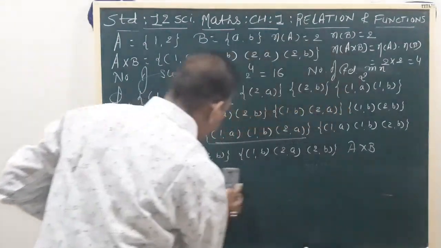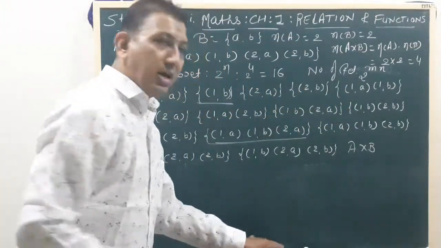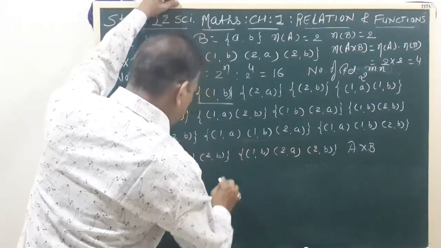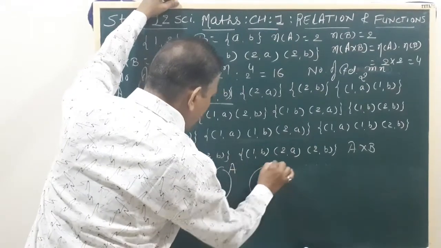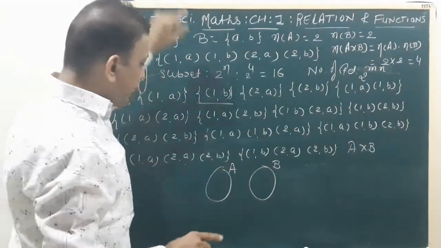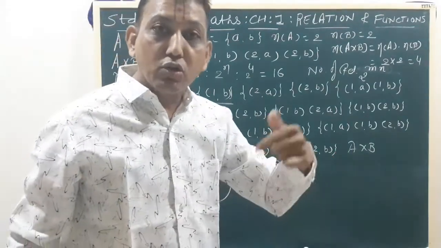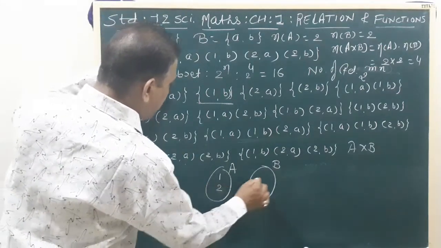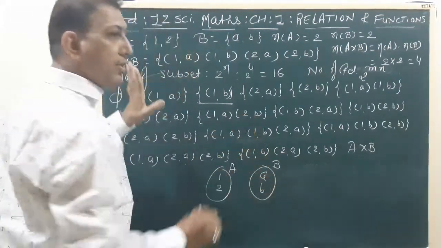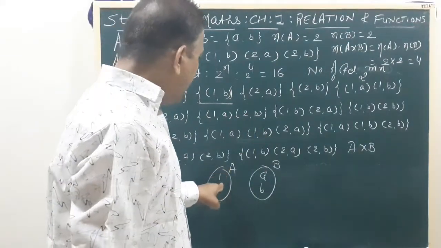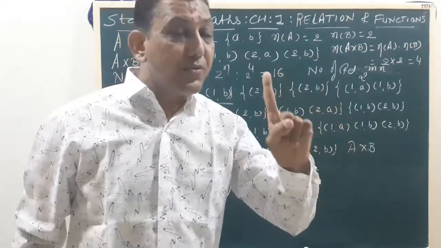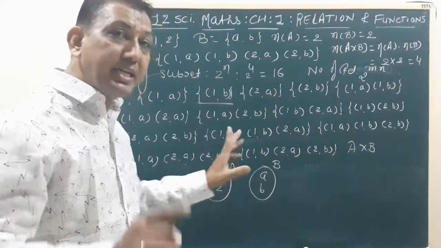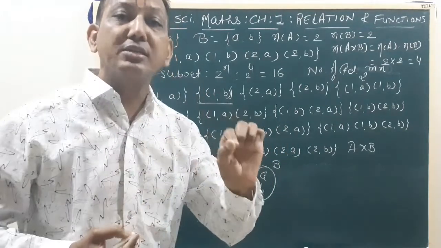Now we go to the function. What is the meaning of function? Look here. We have a total of 2 sets, A and B. The first set is called the domain. The second set is called the codomain. Here the domain elements are 1, 2 and the codomain elements are A, B. Each and every element of the domain gets one and only one relation. It is called a function.